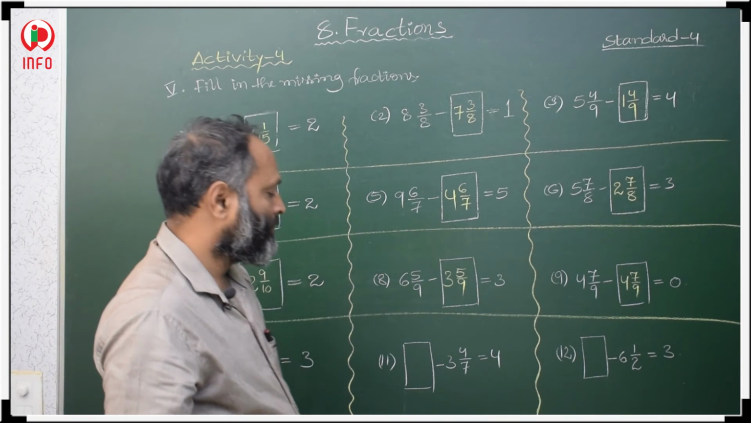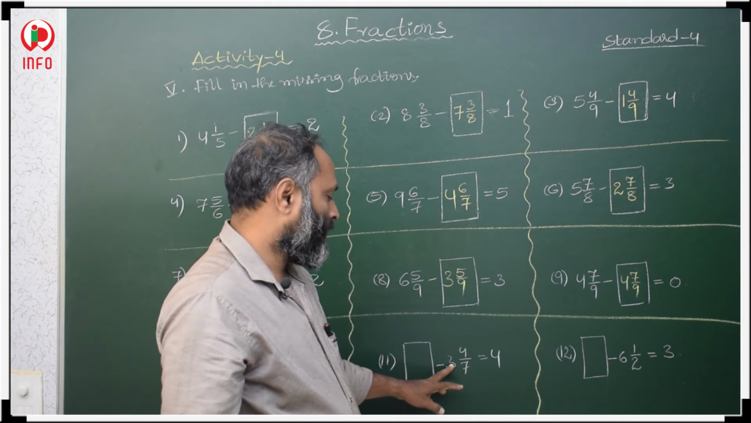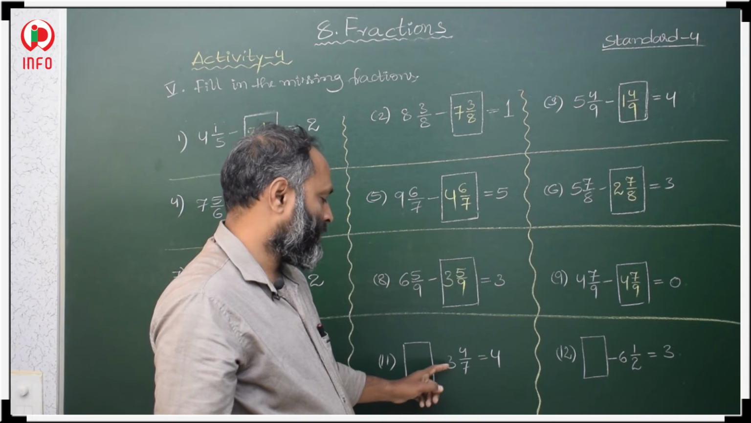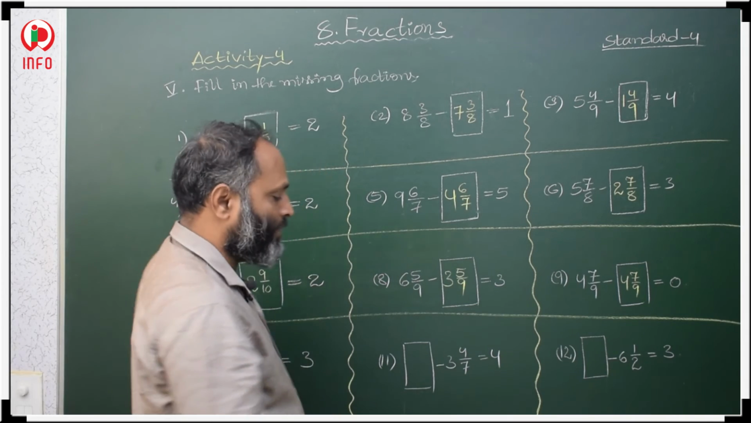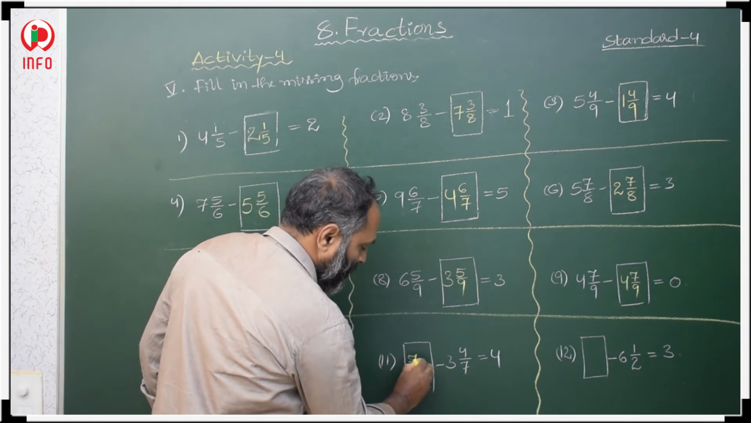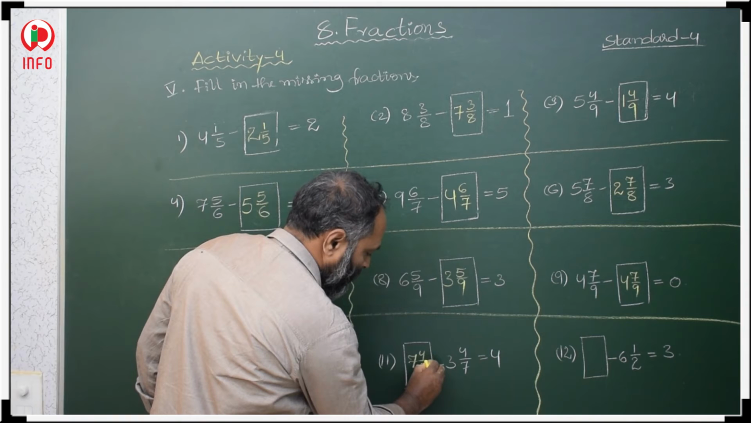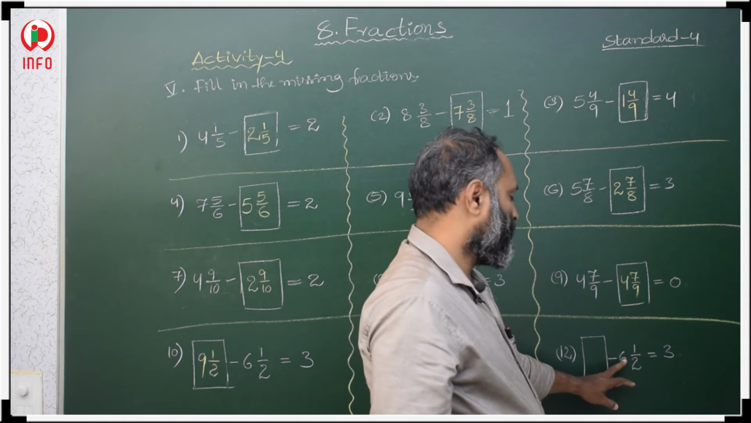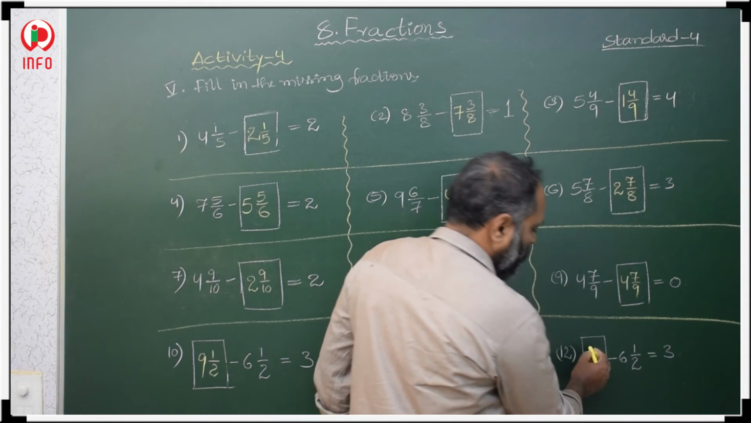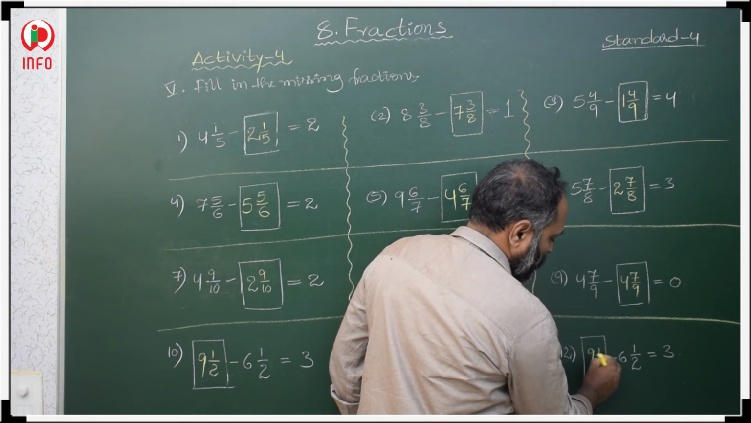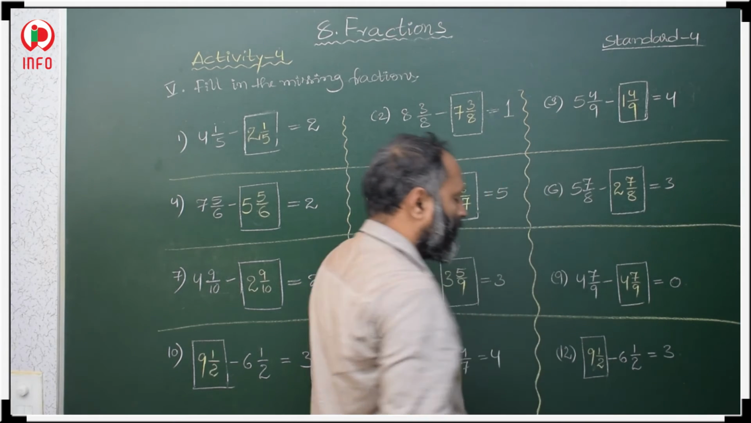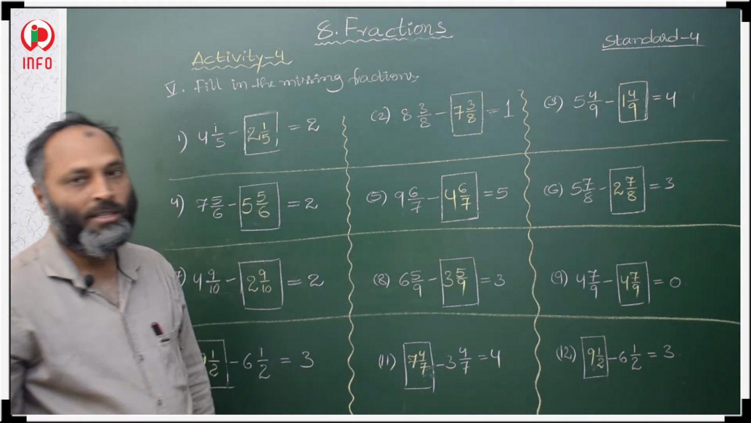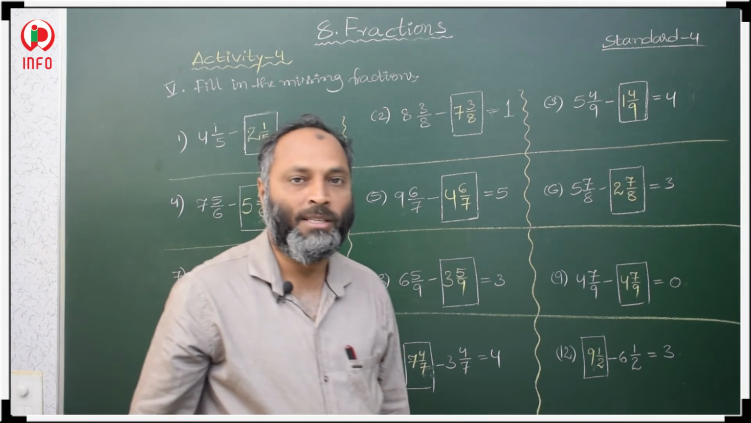Now here he is asking for the first fraction, so we have to add 3 plus 4. 3 plus 4 is 7. 7 and the proper fraction 4 by 7. 7 4 by 7. Then 6 plus 3 is 9. 9 1 by 2. The remaining 3 questions are similar questions that you do as your home assignment. Okay.